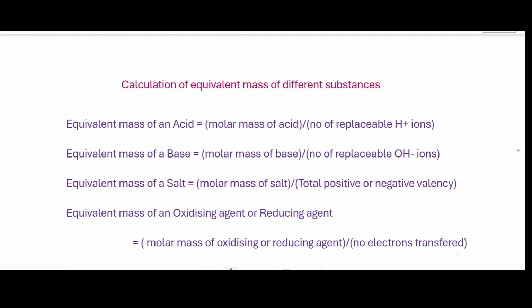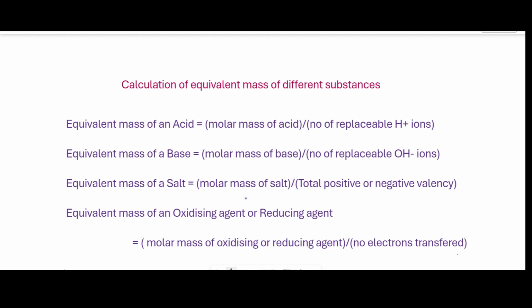Okay, check out these formulas which I have written for the basic purpose. If you want to calculate equivalent mass for an acid, you need to focus on the number of replaceable H plus ions. Here you can say it is the basicity of an acid. But it is the easy way to remember: number of replaceable H plus ions if you are calculating equivalent mass of an acid. If you are calculating equivalent mass of a base, you need to focus on the number of replaceable OH minus ions. Molecular mass of base by number of replaceable OH minus ions. If you are calculating equivalent mass of a salt, molar mass of salt by total positive or negative valency.